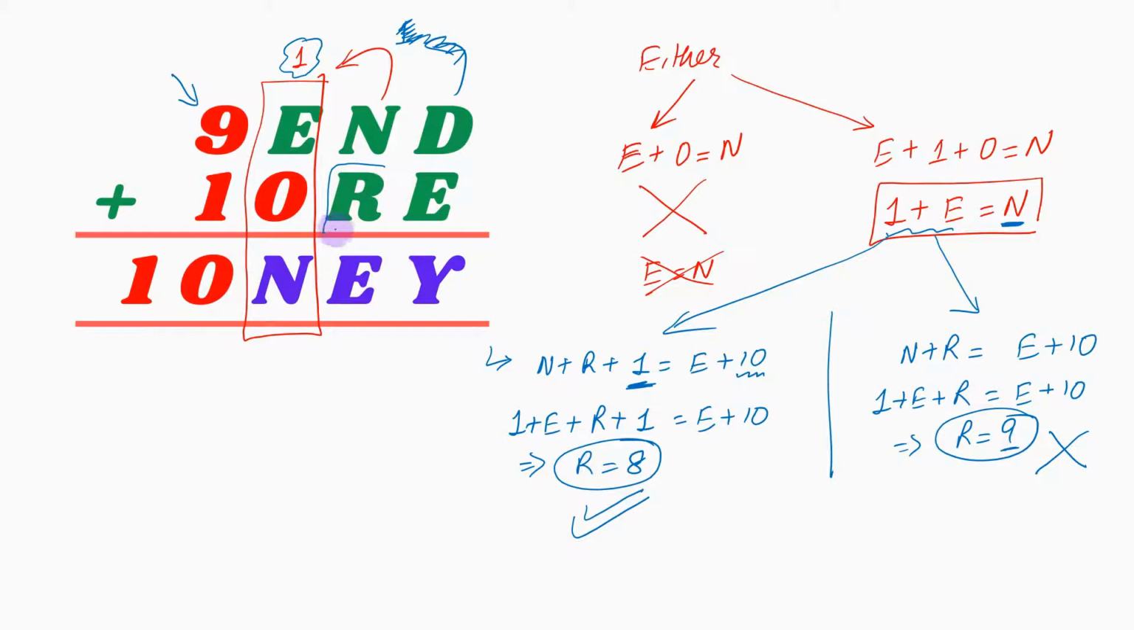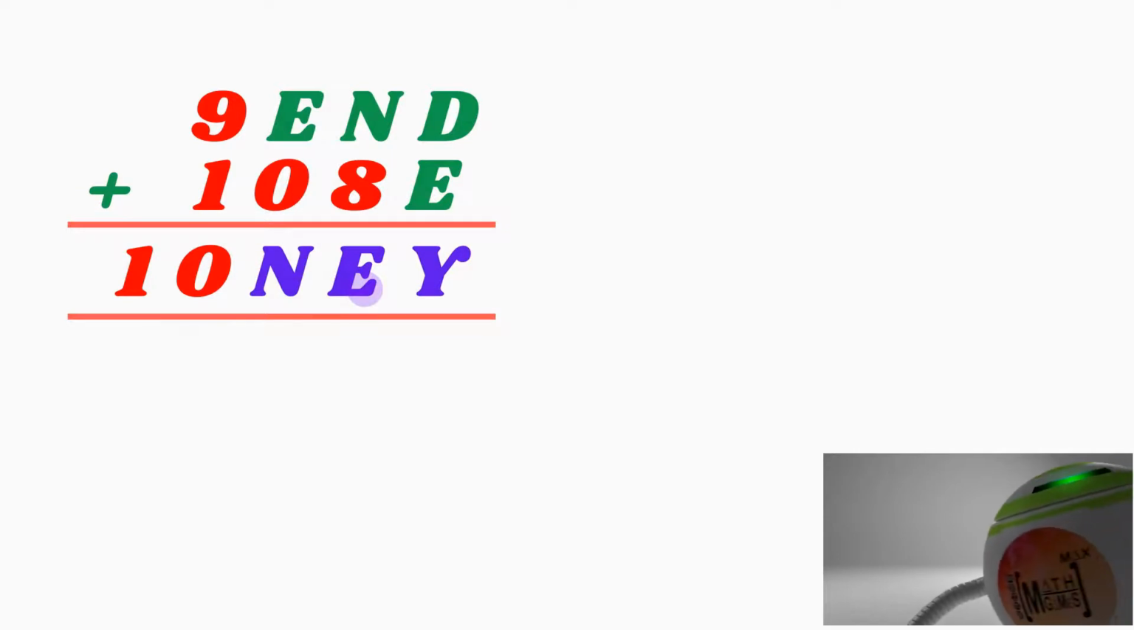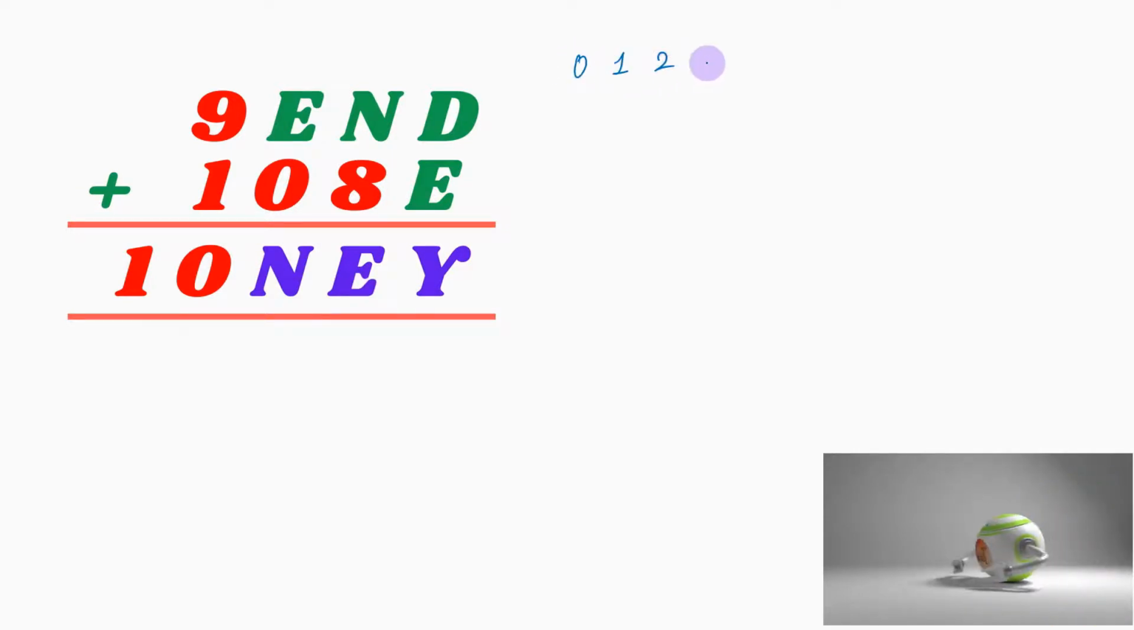Okay, so what we'll do is we will substitute this value of R over here, and hence we will get 9END plus 108E is equal to 10NEY. Still, we need to find out the rest of the alphabets, that is E and D and Y. Now, moving further, let us just observe all the elements.